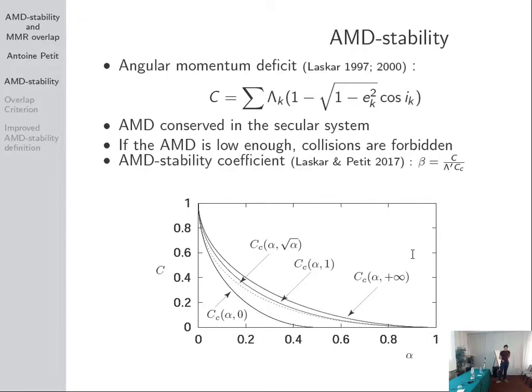In order to quantify this criterion, we can compare the total AMD of the system to a critical AMD for each pair of planets. That depends on the ratio of the semi-major axes and the ratio of masses between the planets. This critical AMD is bigger for wide separation, but very small for small separation.